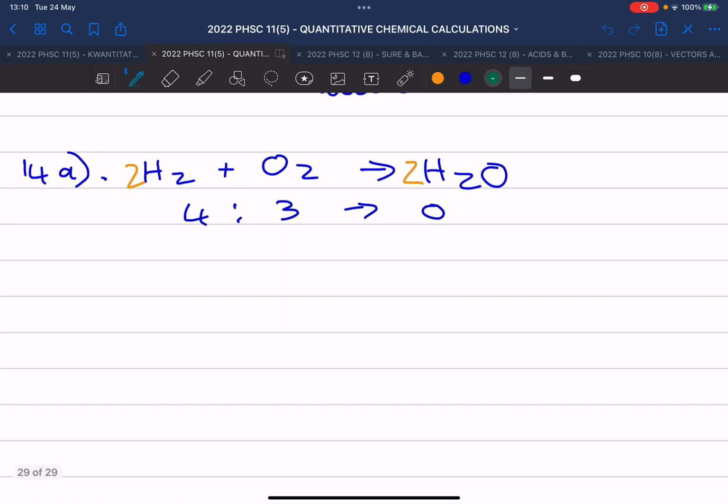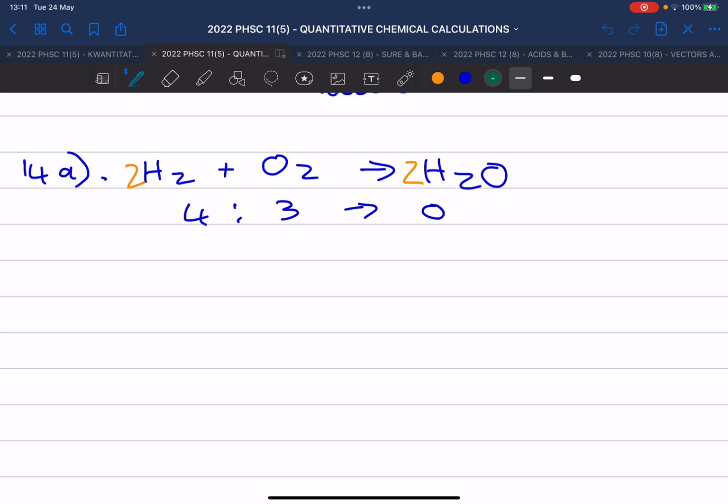Alright, so we have this equation. This question 14 is a typical multiple choice question. It's just a practice of how you determine the limiting reagent.